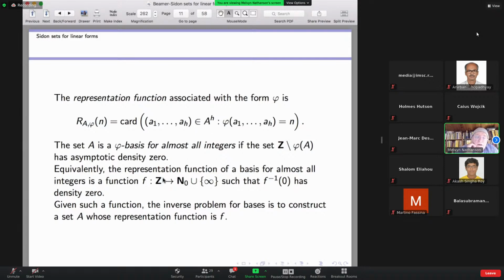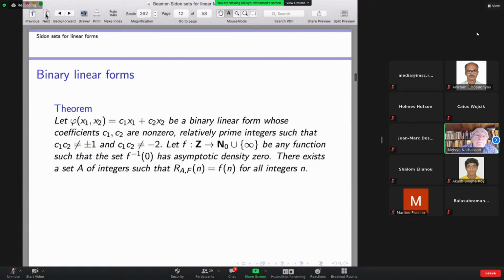So equivalently, the representation function of a basis for almost all integers is some non-negative integer valued function of plus infinity, where f inverse of 0 has density 0. And one could, for example, ask the inverse problem: for what such functions is there actually a set A whose representation function is the function f? So this is really just background to give some example of results that have used binary linear forms.